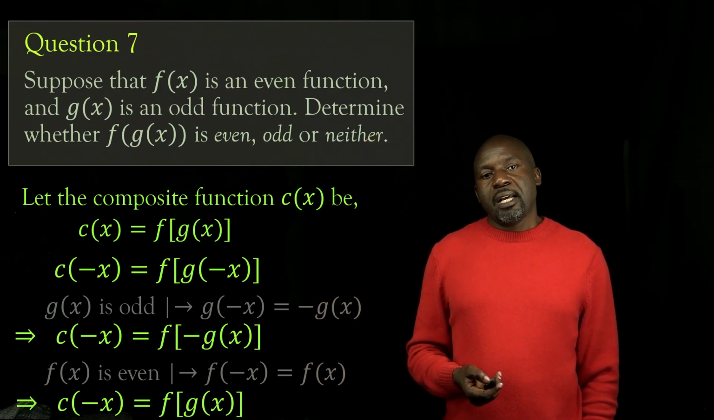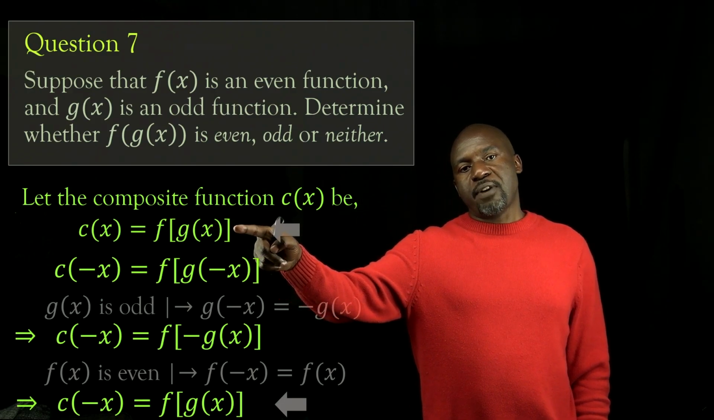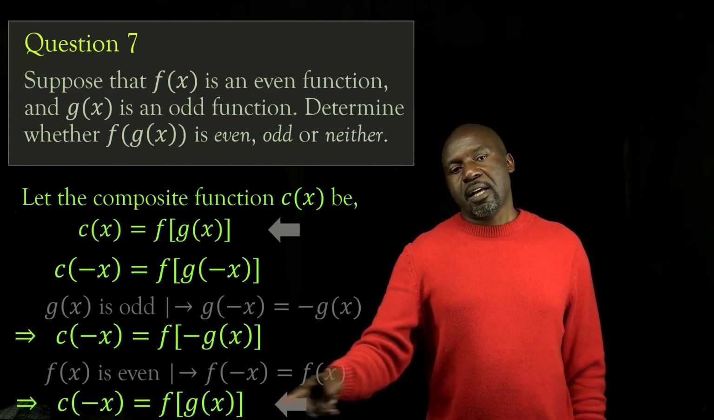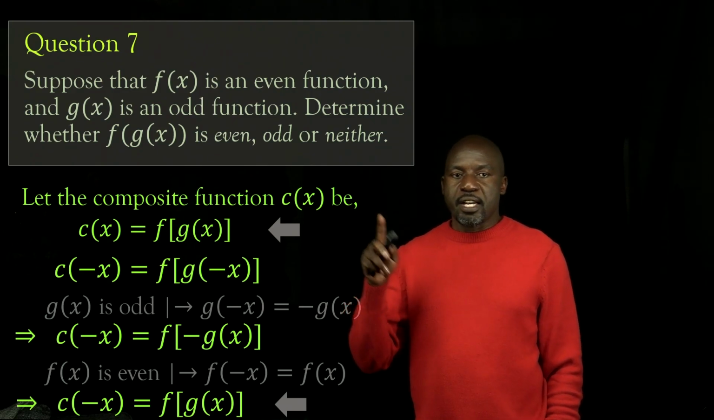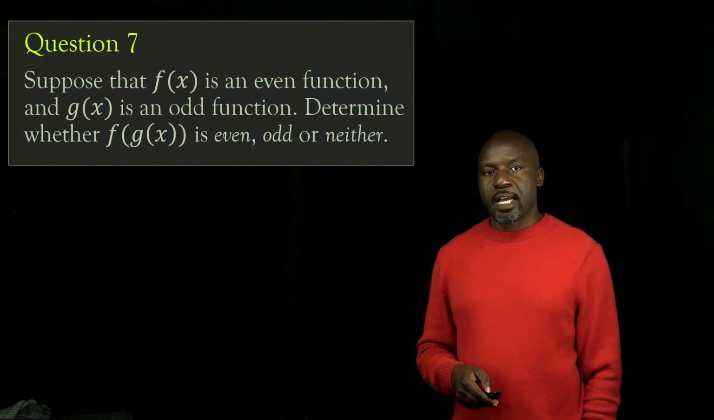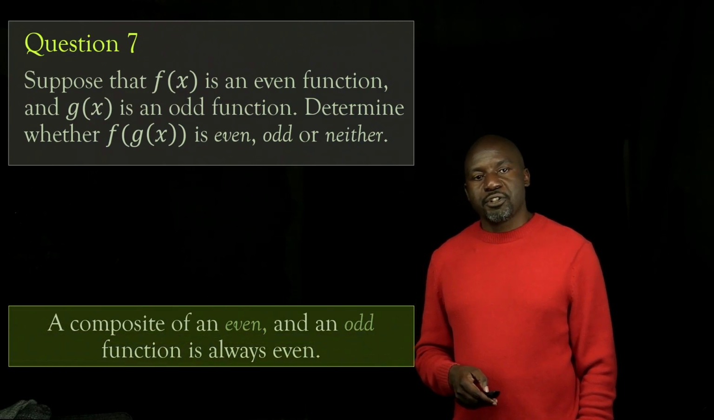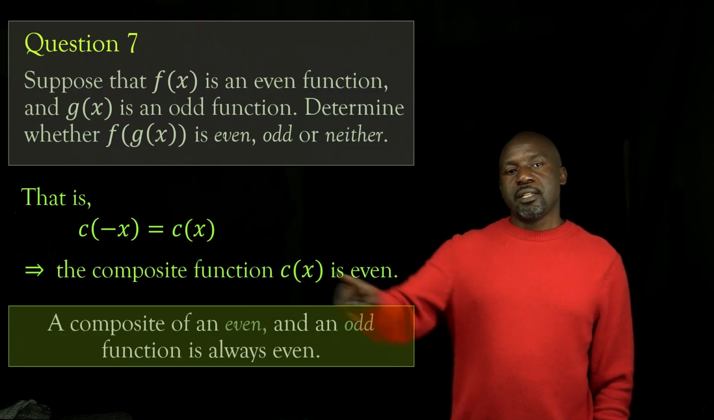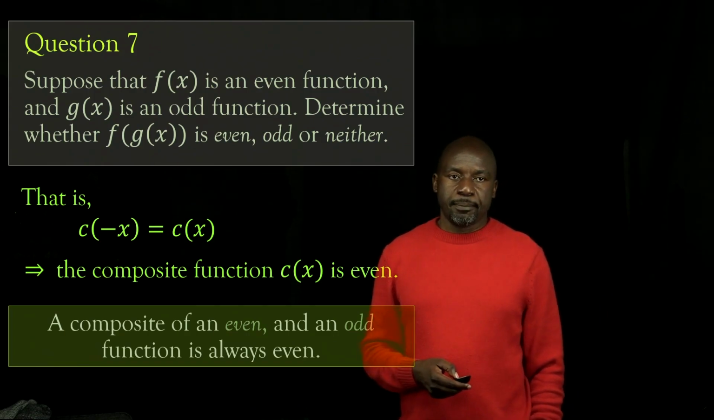And now we can see that c of x, the composite function there, is the same as the composite of negative x. Because those two are equal, we can conclude that the composite function of an even function and an odd function is always even. So the conclusion is that the composite function of an even function and an odd function is always even. This is what we got earlier. So the composite function is also even.